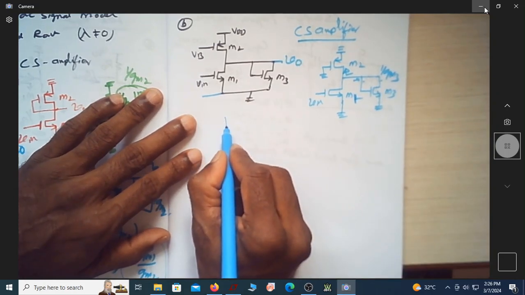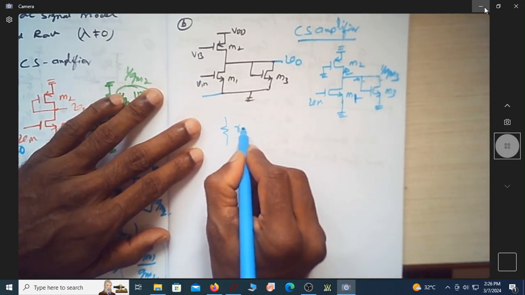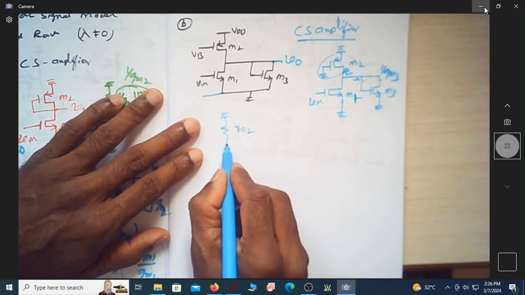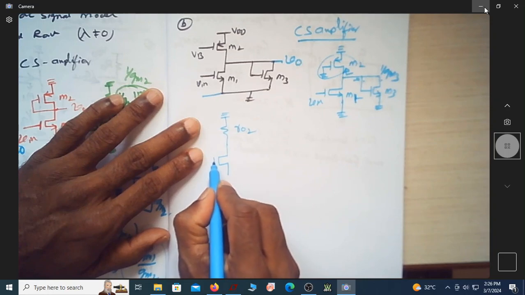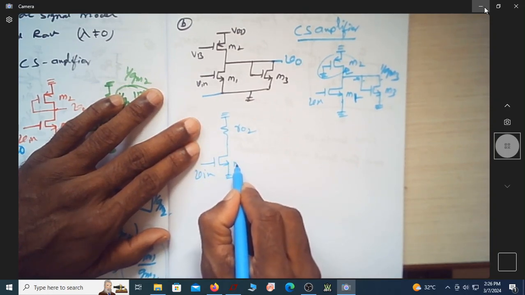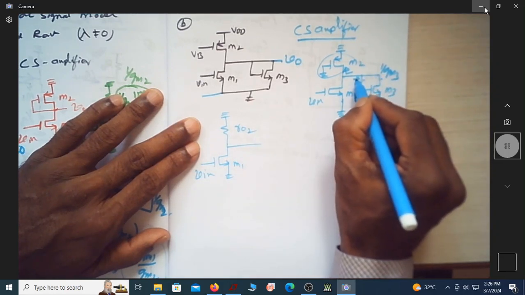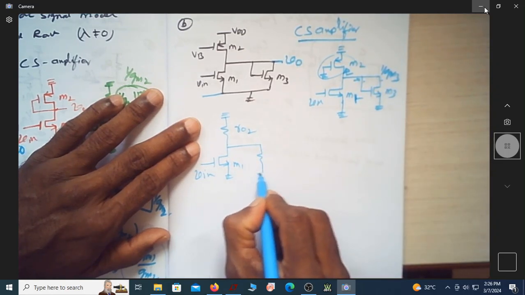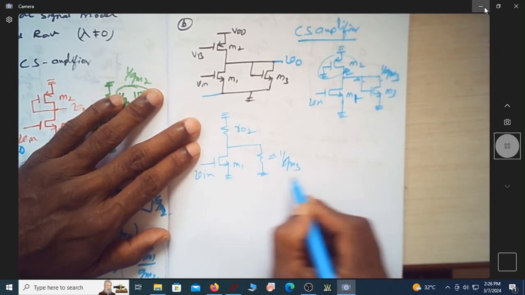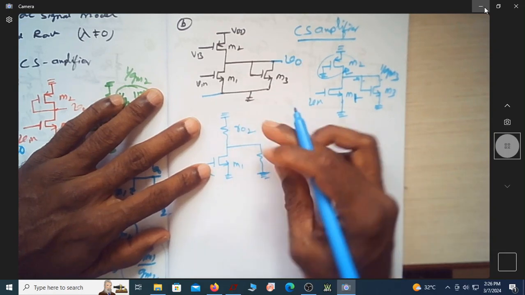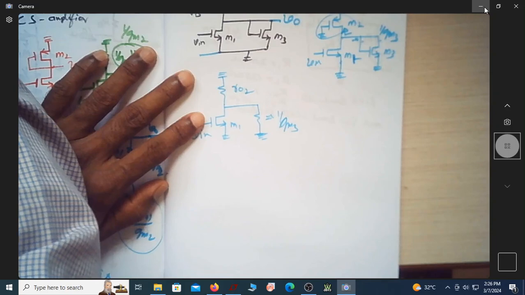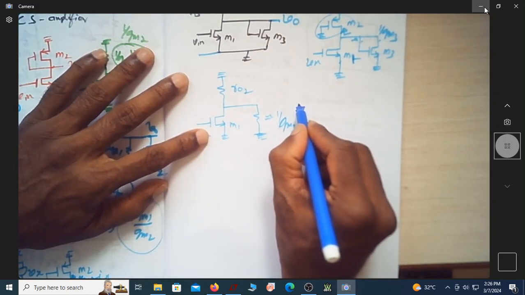So actually what you have now is r02, this is AC grounded, and this is your MOSFET with Vin, which is M1. The resistance looking down here is approximately 1 over gm3. You can see this is also ground, this is also ground. Actually these two will come in parallel. So now they actually come in parallel and it will look like this.